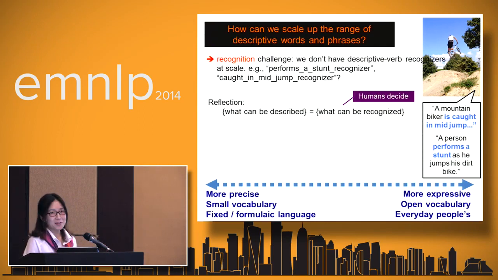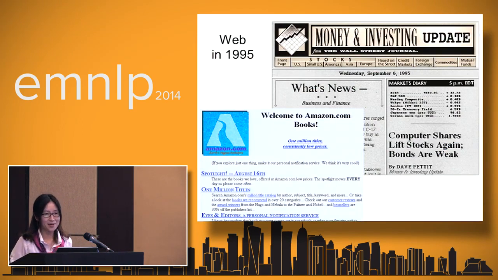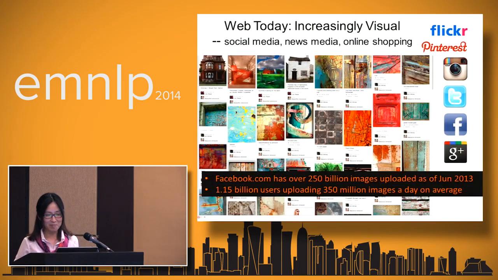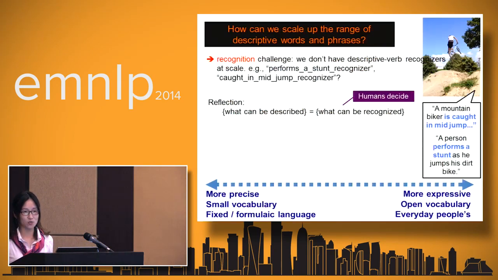And this might have been the only option we had, let's say in 1995, when the web looked like this. Hardly any images, just lots of text. Hard to believe Amazon once looked like this. But things changed. Now we have this. So maybe we can try something else as well.